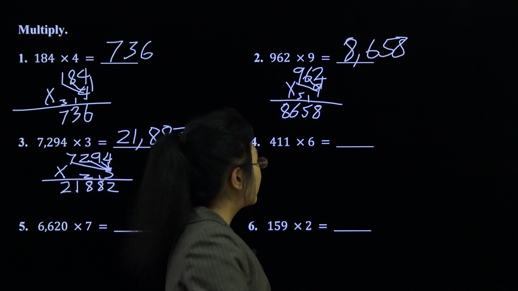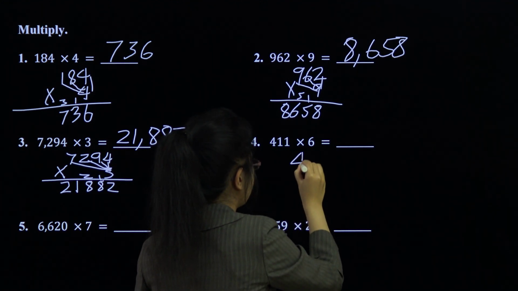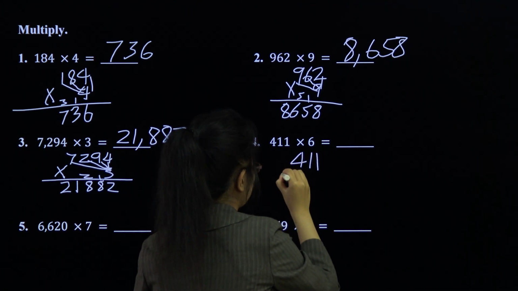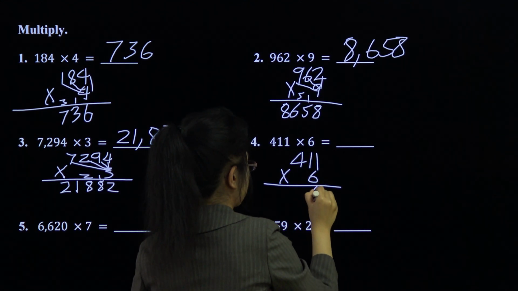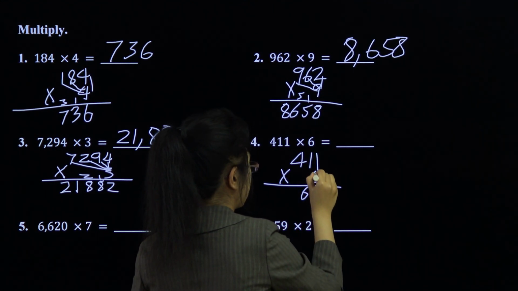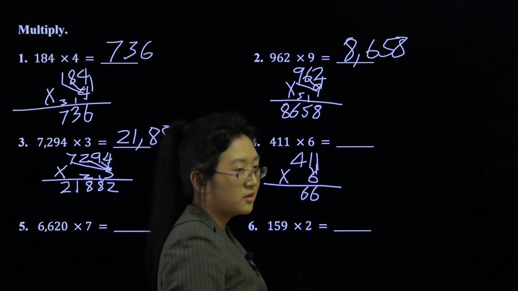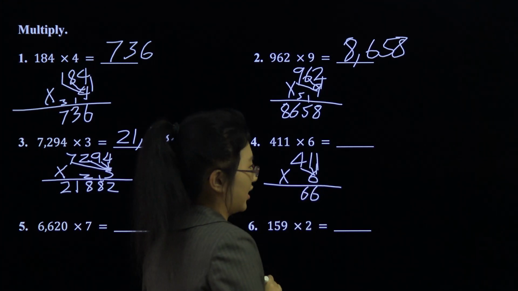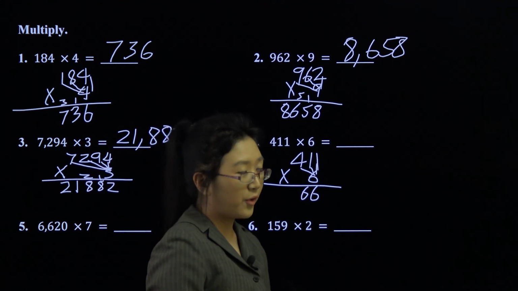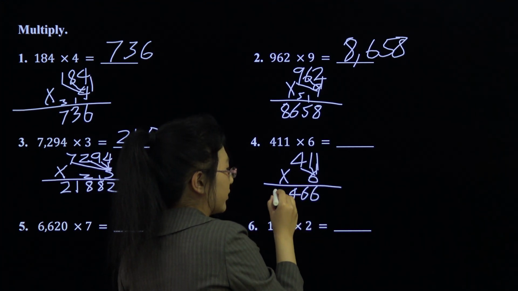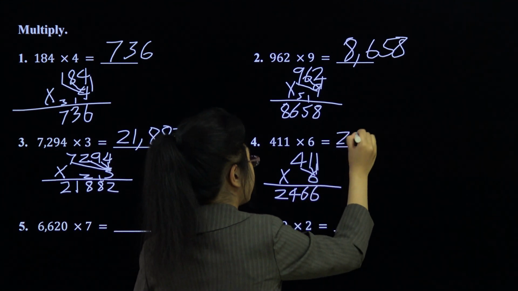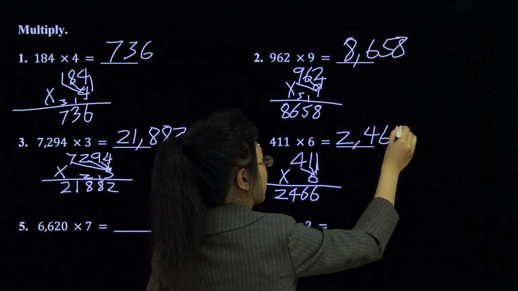We go back to the good old-fashioned hundreds. 411 times 6. 6 times 1, 6, 6 times 1, 6. Ones in the tens, done. Now we move on to the hundreds, and then 6 times 4, 24. But there really isn't anything in the thousands this time, so we just drag the 2 down. You get 2,466.